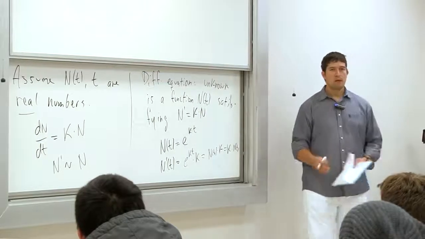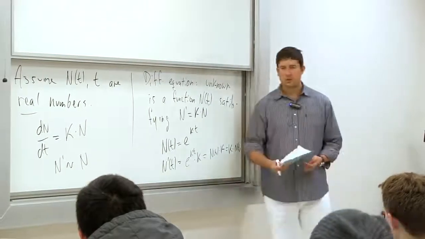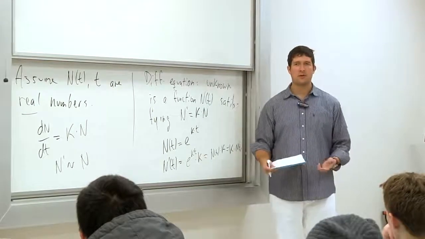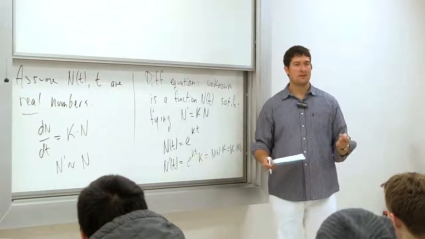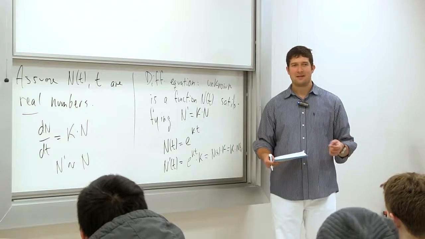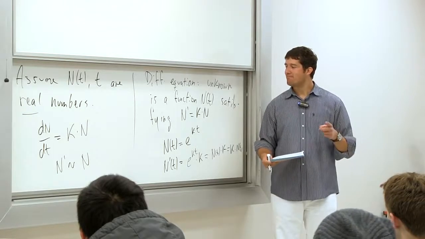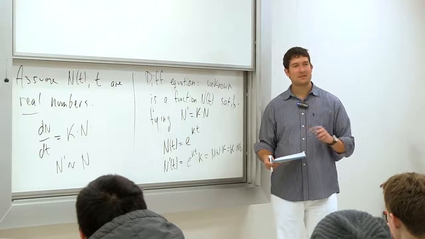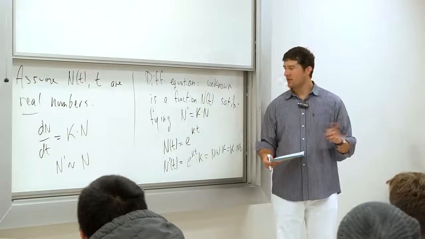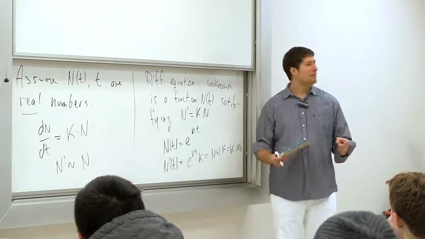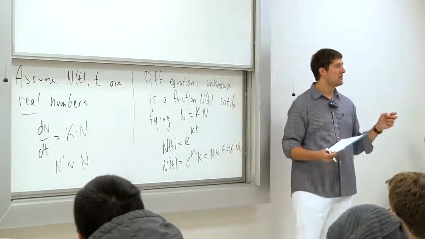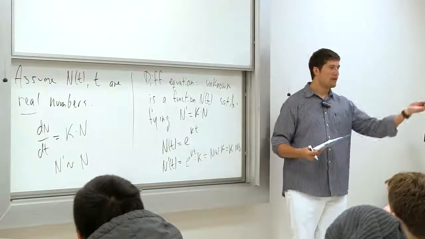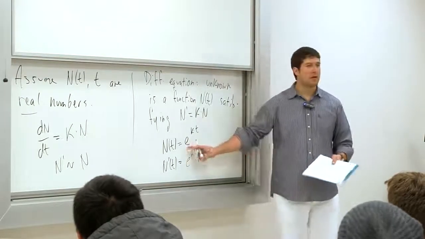Okay? Is this the only function that satisfies that equation, or is there any other one? What do you think? Sine of kt? No, I don't think sine of kt works, because the derivative is cosine, right? Yes? Constant times e to the kt? Yeah, exactly. You can actually multiply this by a constant, right?